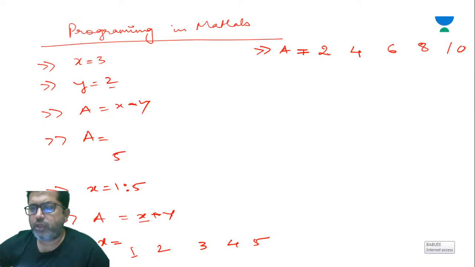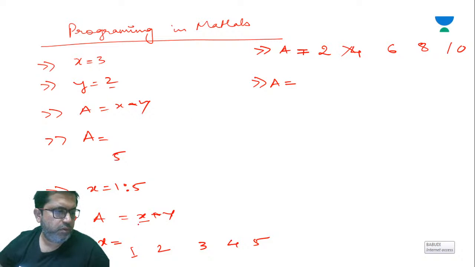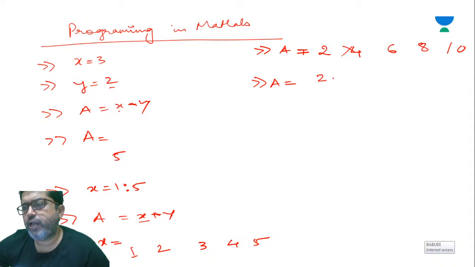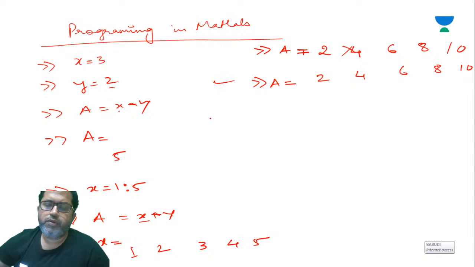Will it be like this? No. Okay, so let us see what a will be equal to. X value is 2. X star y. So you will get 6, 8, 10. This is correct. So you will get 2, 4, 6, 8, 10.